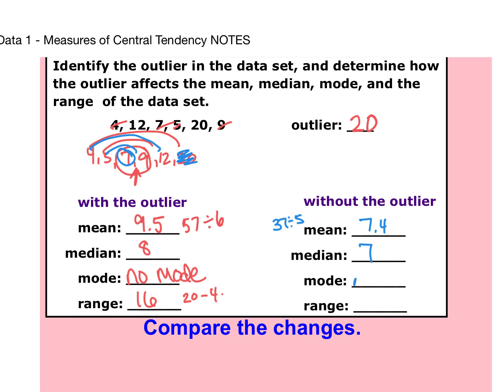Our mode, there's still no mode. That didn't change. And the range is going to change quite a bit because now it's going to be 12 for our high minus 4. So our range is only 8 now. That was cut in half. So again, you can see the outlier has a pretty big effect on the mean, hardly any effect on the median, no effect on the mode, but a big effect on the range.